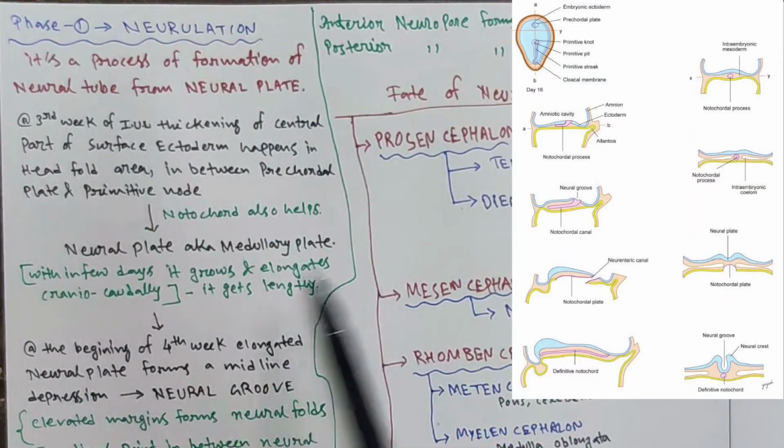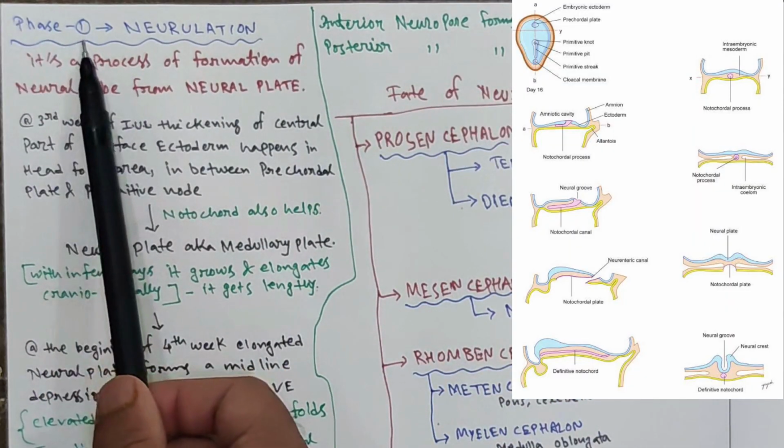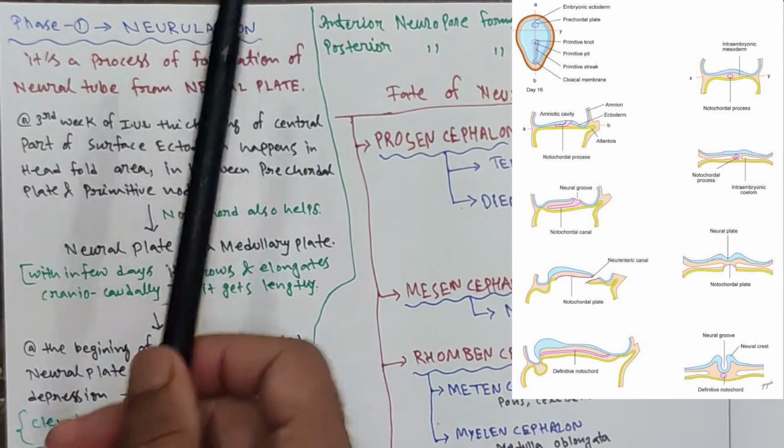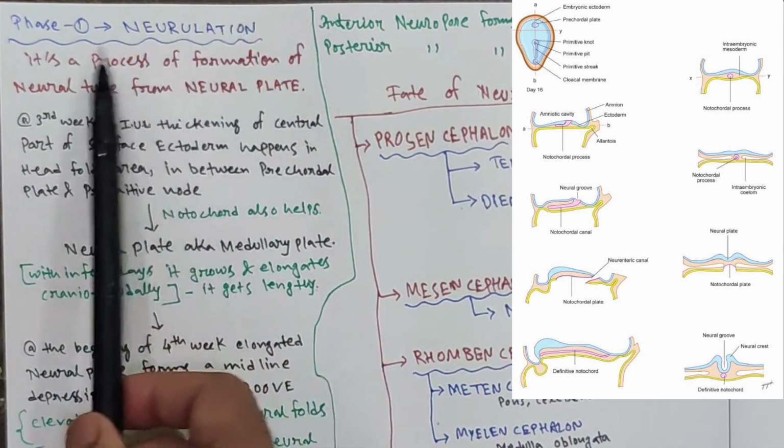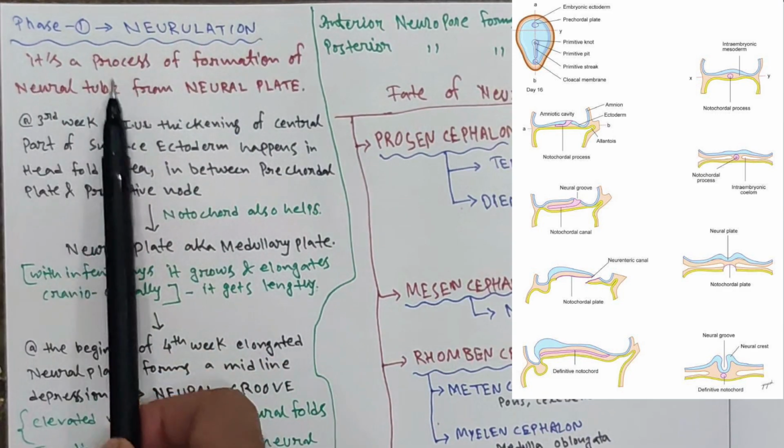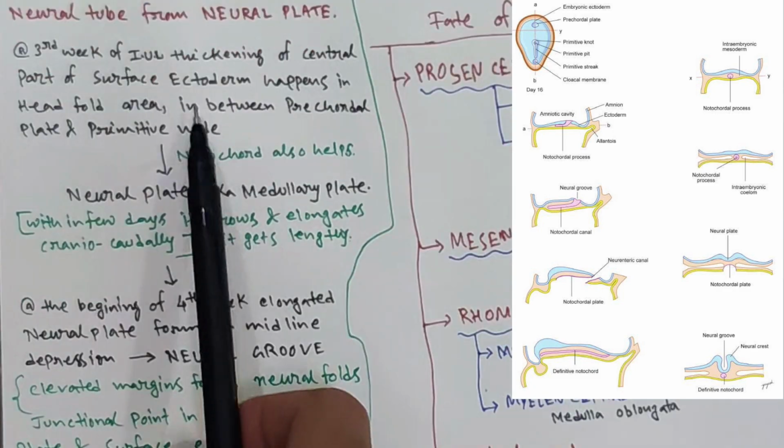Okay. Now, one by one, you have to understand that in phase 1, it is known as neurulation. What is this? Neurulation is actually a process of formation of neural tube from neural plate. Now, what is neural plate?